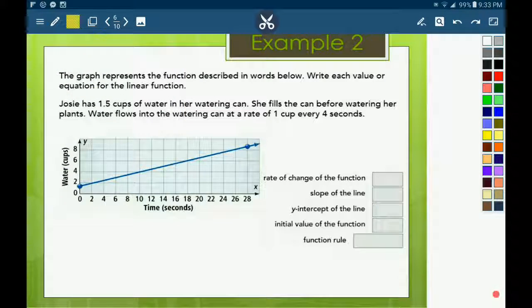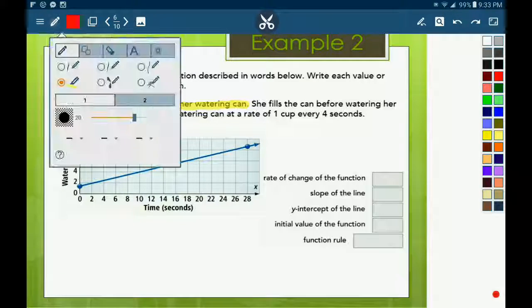All right, so let's take a look at a second example. It says the graph represents the function described in words below. Write each value or equation for the linear function. So let's highlight a couple of things in our situation here. It says Josie has 1.5 cups of water in her watering can. Okay, that's important information because that tells us what she starts with.